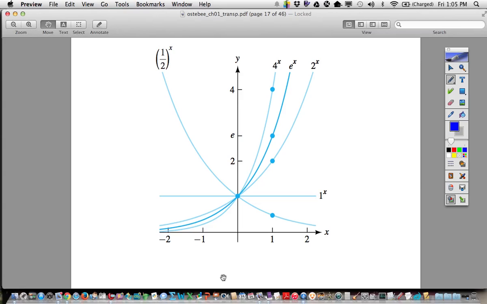All right? So you've got these examples here. e to the x is the one we use most of the time. 2 to the x, 4 to the x, you change that base. It just kind of changes how steep it is.